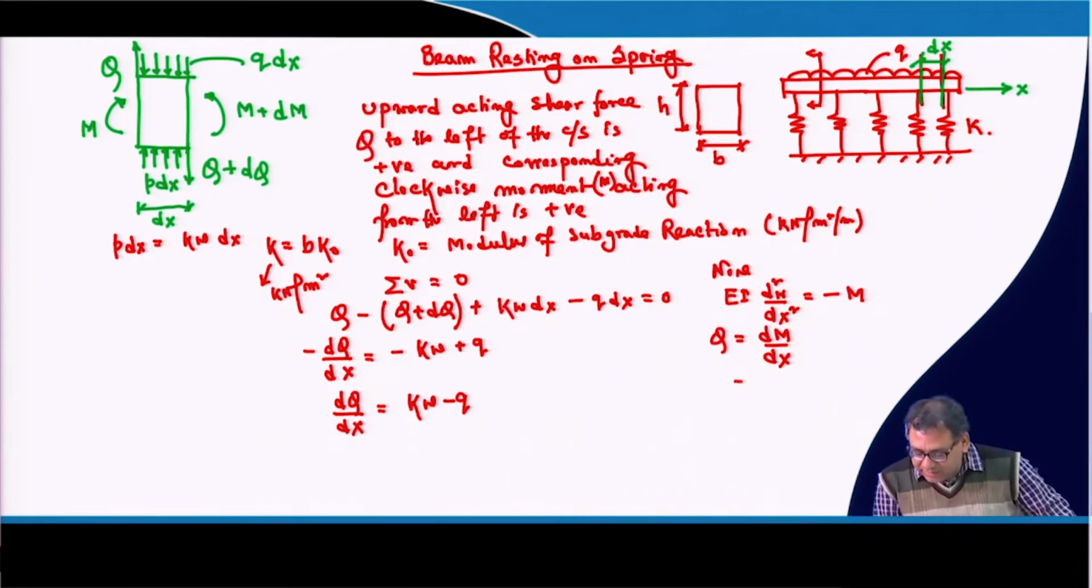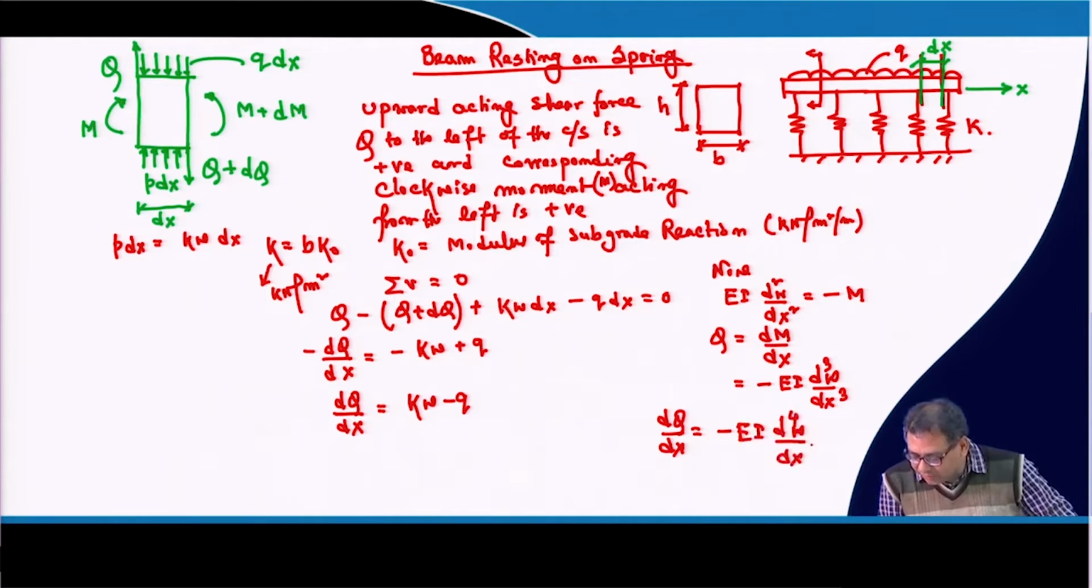So I can write that q will be equal to minus EI dm by dx, meaning d3w dx3, and there is a dq by dx term. So dq by dx will finally be minus EI d4w dx4. Okay. So now you will put this here.